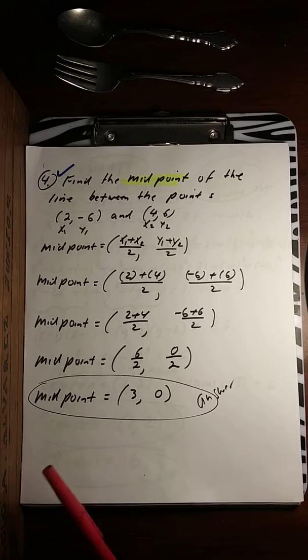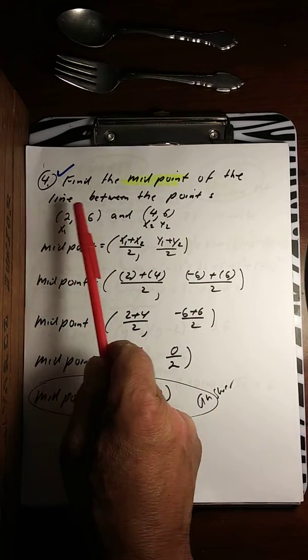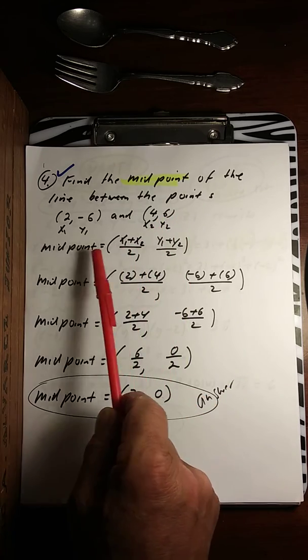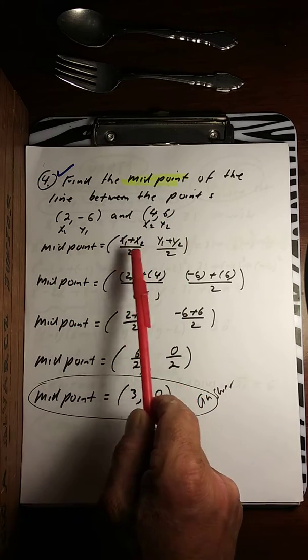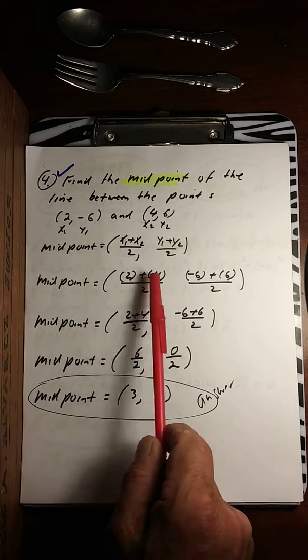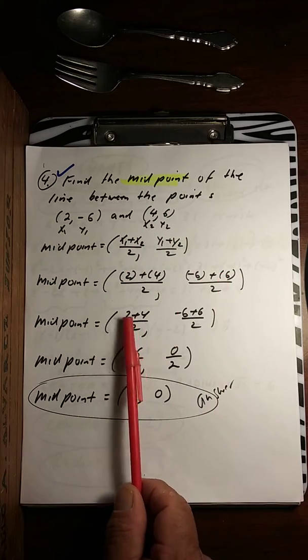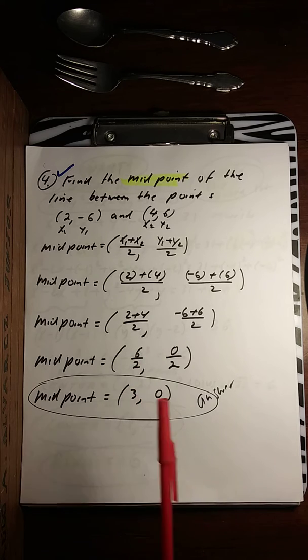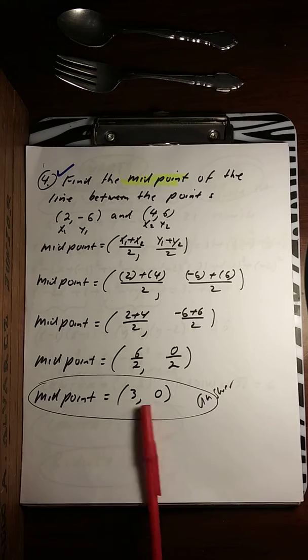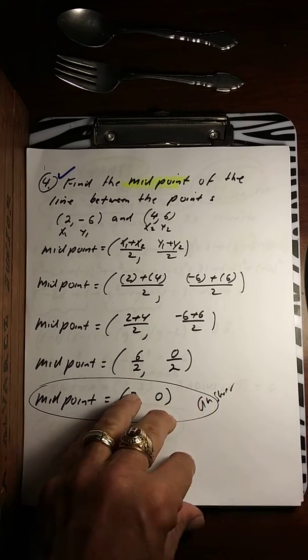Alright, this one. Find the midpoint of the line segment between the points 2, negative 6 and 4, 6. So, formula for midpoint: x1 plus x2 over 2, y1 plus y2 over 2. Put the numbers in, the 2 and the 4, and the negative 6 and the 6. 2 plus 4 is 6, 6 divided by 2 is 3, and 6 and negative 6 is 0, divided by 2 is 0, so 3, 0 is the midpoint.